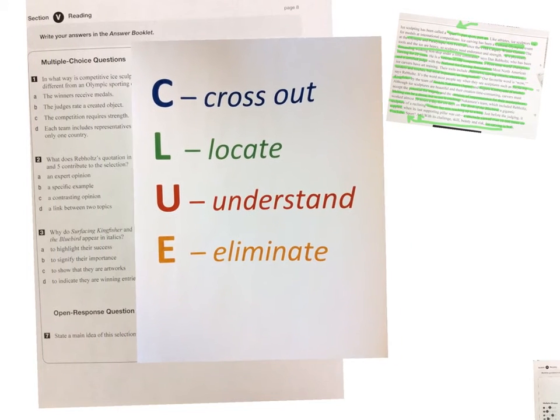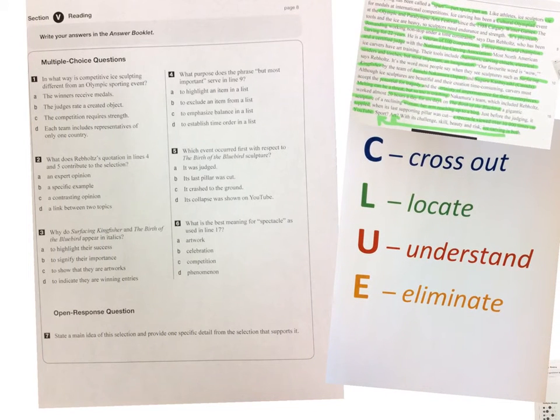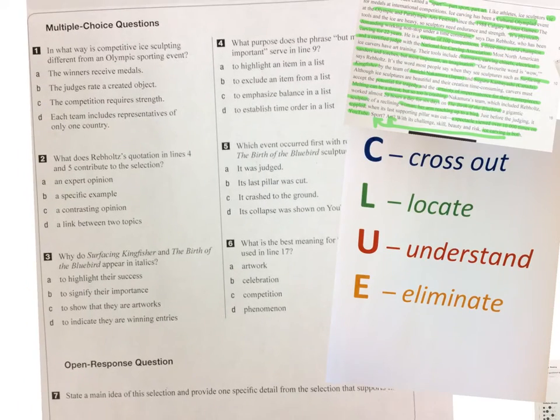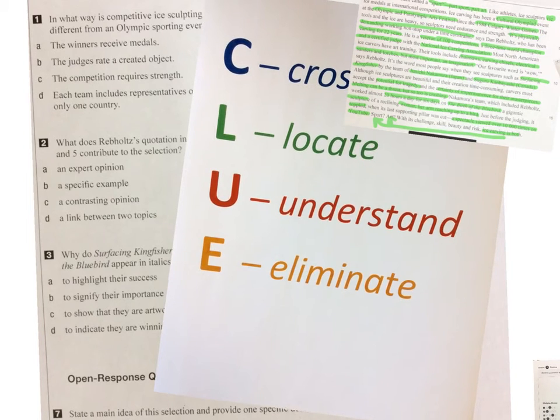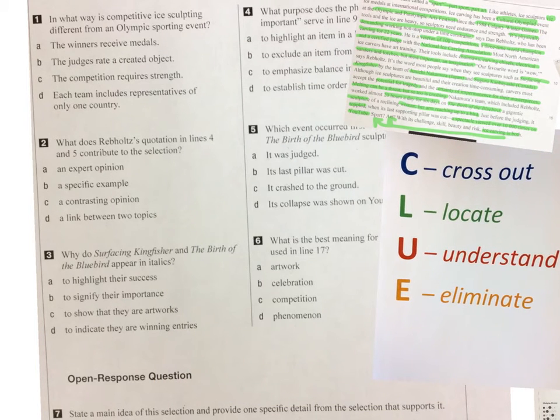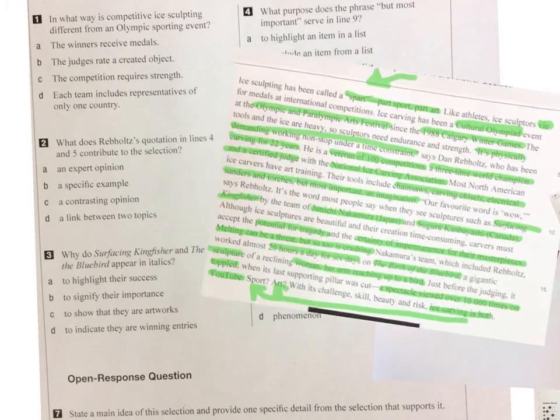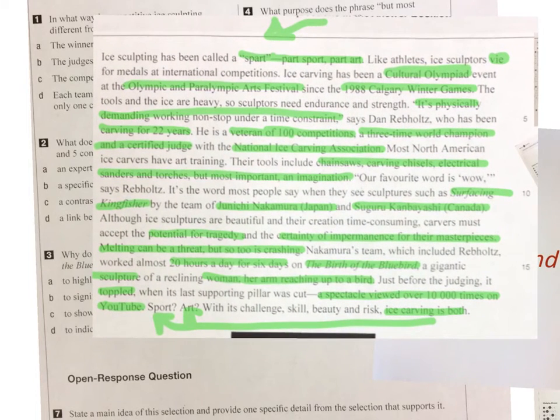So let's go through. Now, we're not going to answer every question together here, but we will choose question number 2 to begin with. And let's see how we can apply the strategy CLUE to best find our answer. So 2 asks, what does Rebholz's quotation in lines 4 and 5 contribute to the selection? Right away, it asks us to look at a specific part, line 4 and 5. So we'll go back to the highlighted text and look. Line 5 is given to us. Line 4 is before. So let's read.